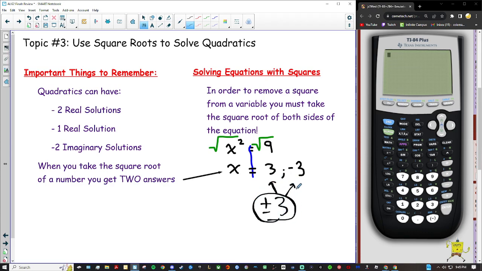which just means the same exact thing as listing our two separate answers. Second thing we need to remember is when we're solving equations with squares, with the little baby 2's, in order to remove a square from a variable, like this x squared, we're going to use square roots to turn it back into an x, but we just need to make sure to do it to both sides.